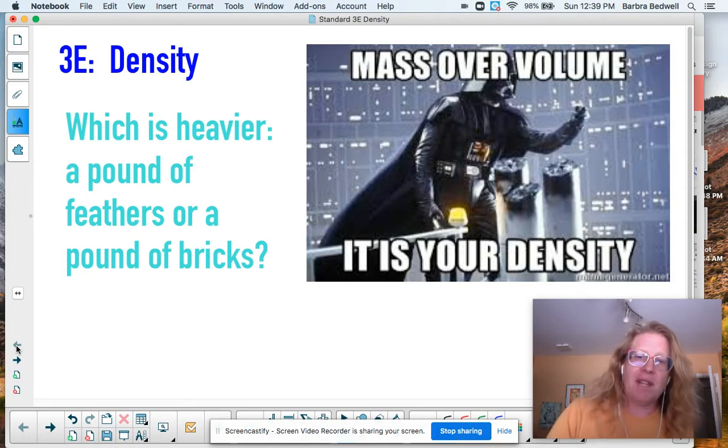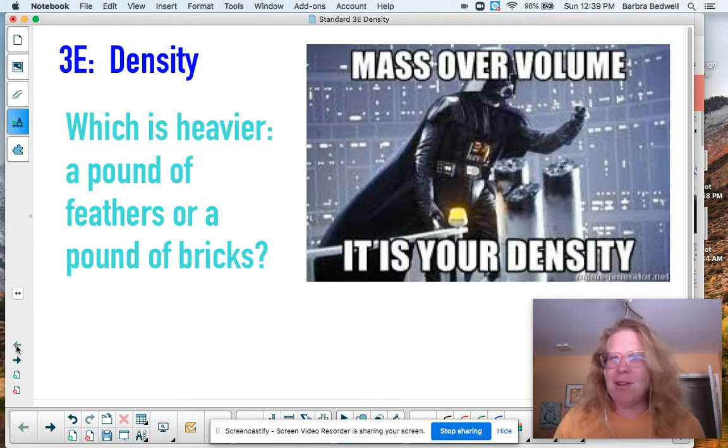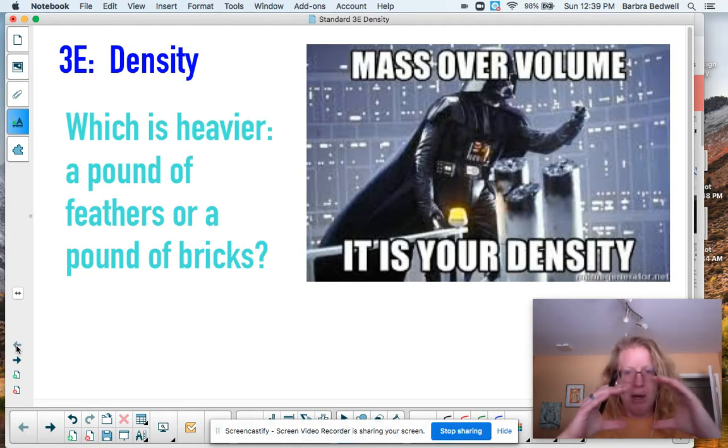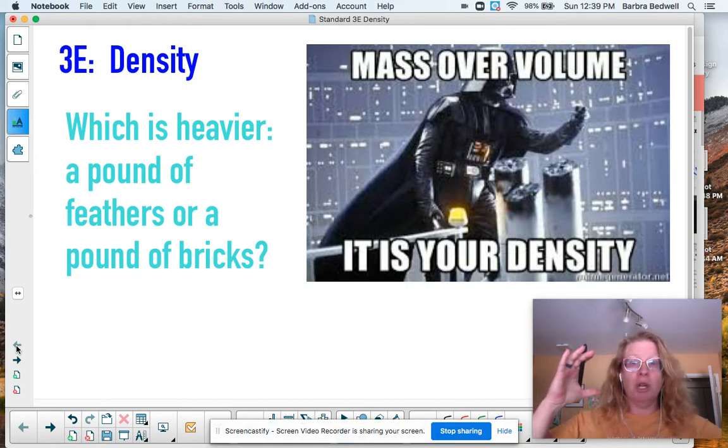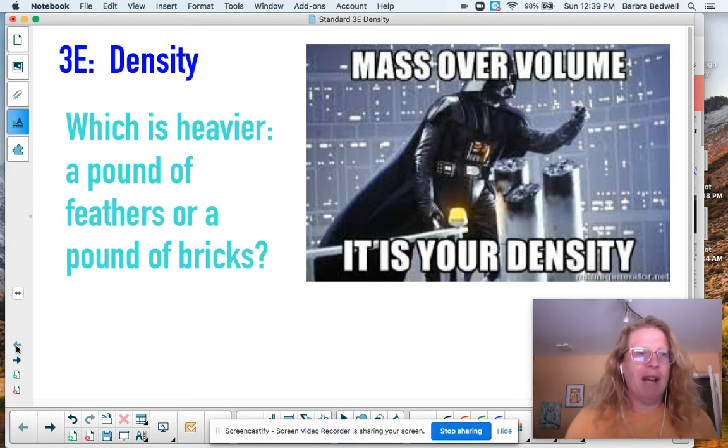So I'm starting off with kind of a joke. It's been out there for a while, but which is heavier, a pound of feathers or a pound of bricks? Go, right? You either say a pound of bricks, or you stop and think to yourself, well, if they're both a pound, then they should weigh the same thing. But there's something different about a pound of feathers and a pound of bricks, right? A pound of bricks is like that big. A pound of feathers is like huge. It's a big fluffy pile of fun.